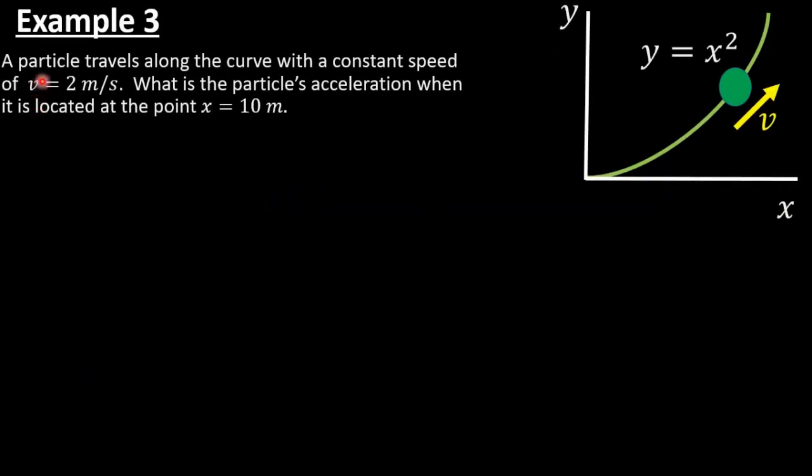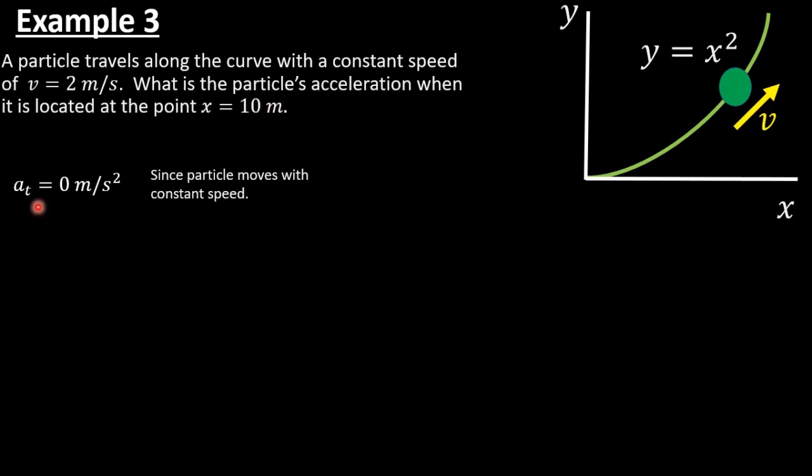Okay, a particle travels along the curve with a constant speed of v equals 2 meters per second. What is the particle's acceleration when it is located at the point x equals 10 meters? Okay, so we have this curve here defined by this function y equals x squared. The particle is moving at a constant velocity along this curve, and we are trying to find what the particle's acceleration is at the point x equals 10 meters.